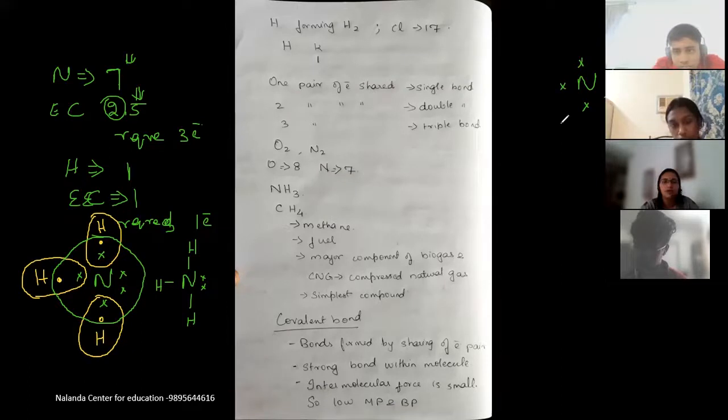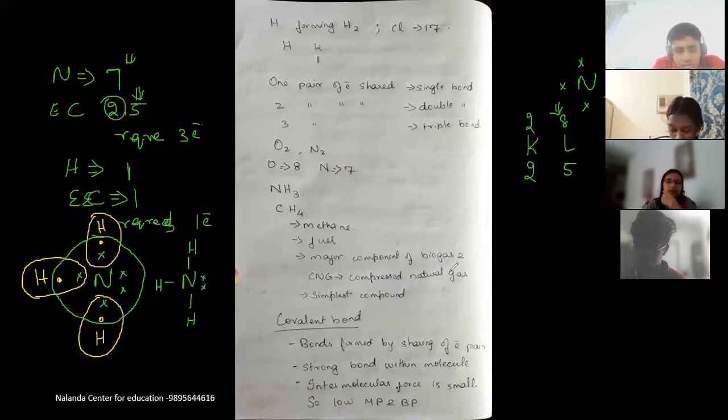K shell can accommodate 2 electrons. L shell can accommodate 8 electrons. So you will be writing 2, 5. Because this can accommodate 8 electrons, it can go up to 5. What is the problem?